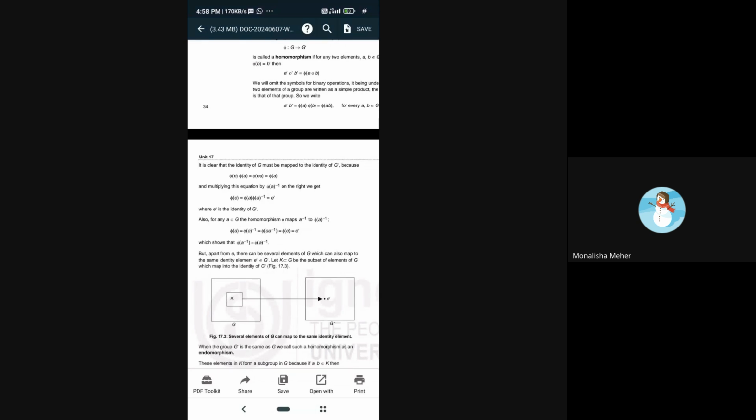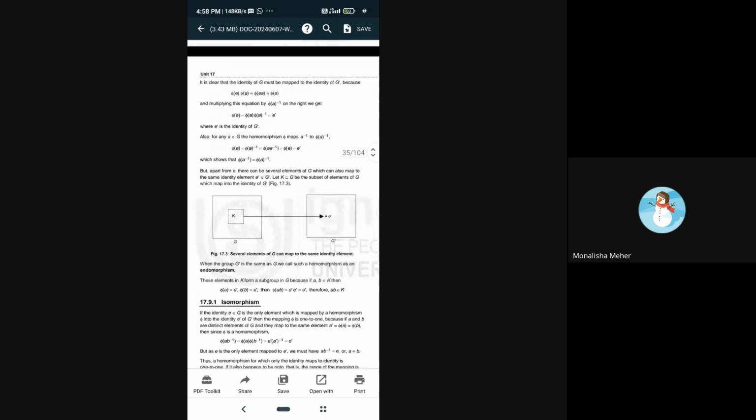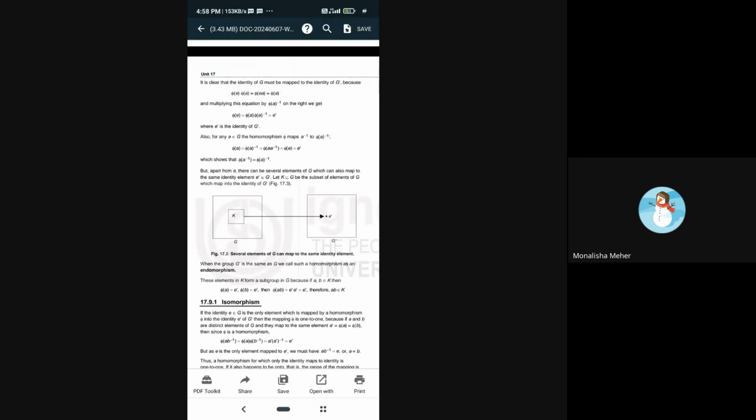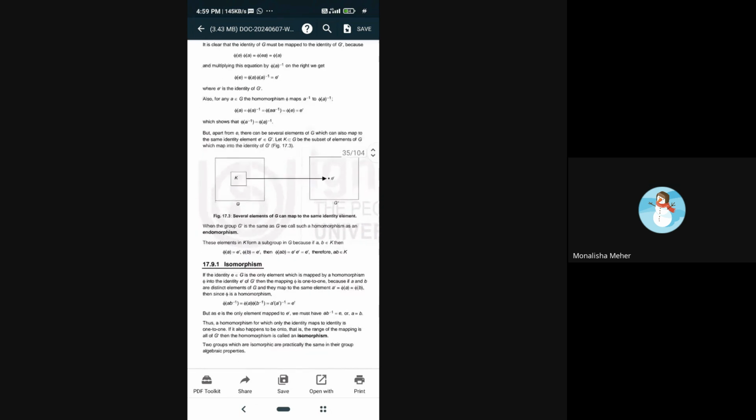But apart from E, there can be several elements of capital G which can also map to the same identity element E dash belonging to G dash. Let K, a subset of G, be the subset of elements of G which map into the identity of G dash. So several elements of G can map to the same identity element. When the group G dash is the same as G, we call such a homomorphism an endomorphism.